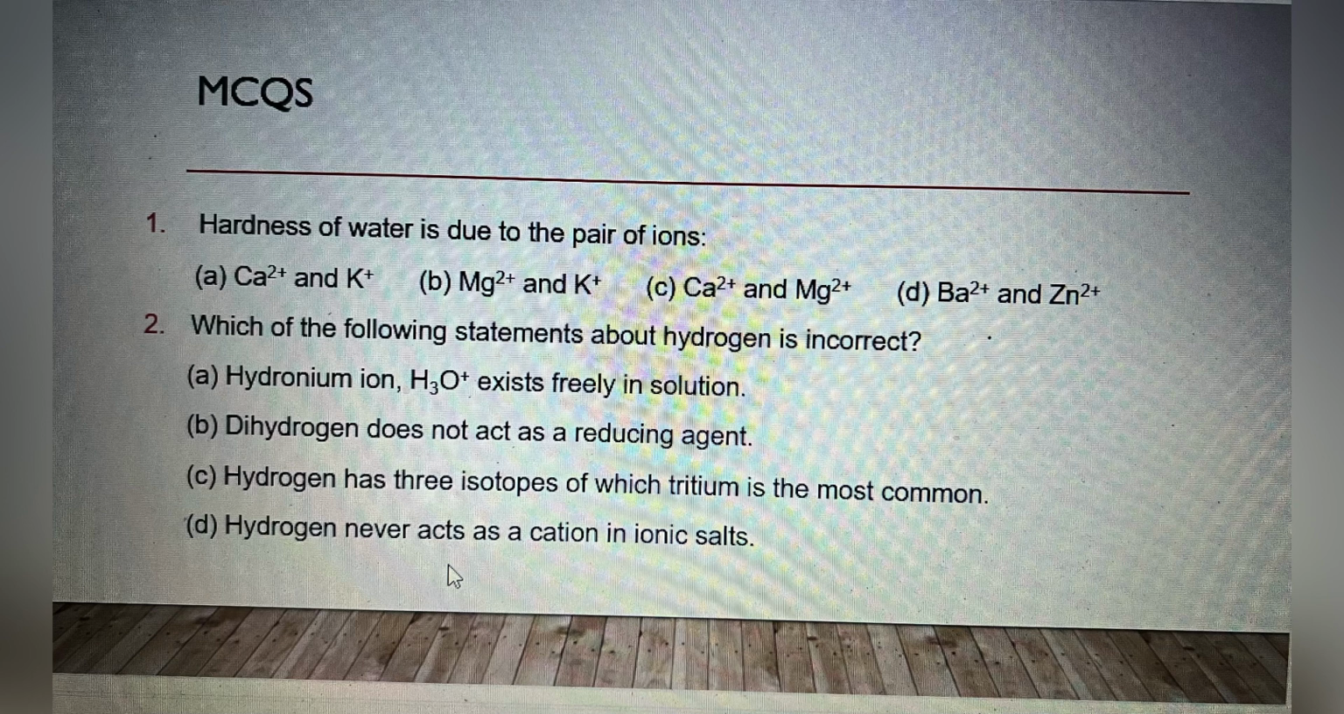The second question is, which of the following statements about hydrogen is incorrect? A. Hydronium ion H3O positive exists freely in solution. B. Dihydrogen does not act as reducing agent. C. Hydrogen has 3 isotopes of which tritium is the most common. D. Hydrogen never acts as cations in ionic salts.